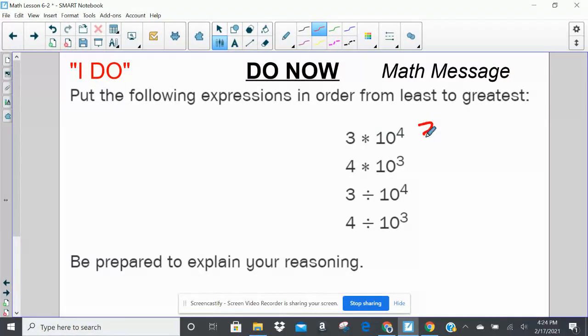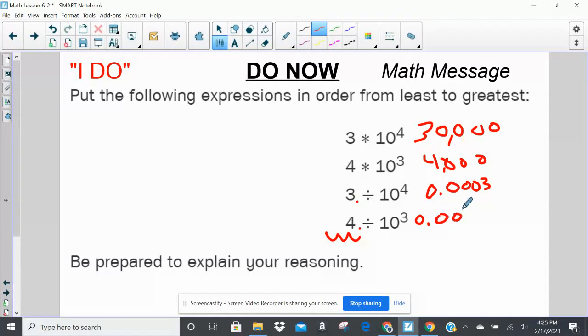So if I had this problem, the answer to this would be 30,000 because I had to add 4 zeros. For this one would be 4,000. This one, we're going backwards. So I'm going to have to put that decimal over 1, 2, 3, 4. So it's going to be 0.0003. And then this one, again, we're going to move it over 1, 2, 3. So 2 zeros in front. So it would be 0.004.